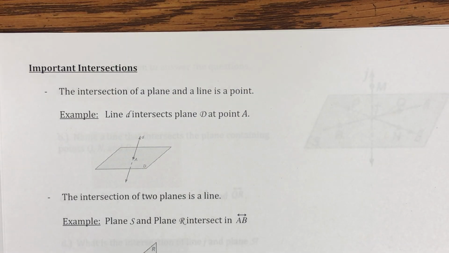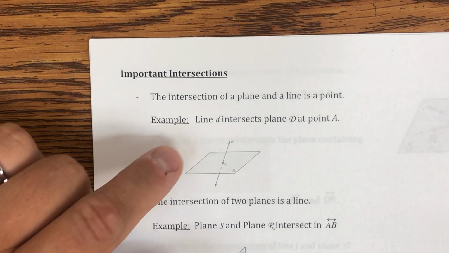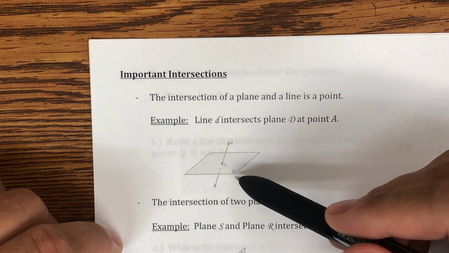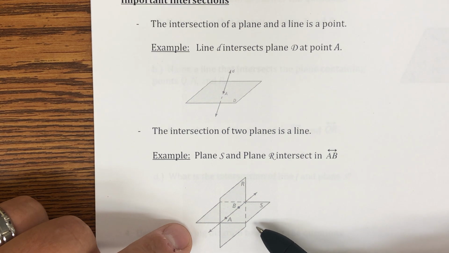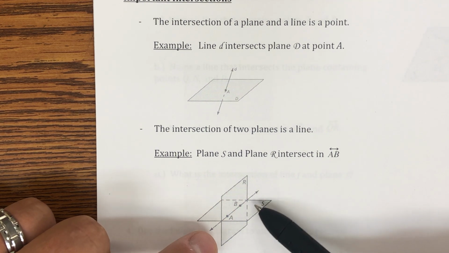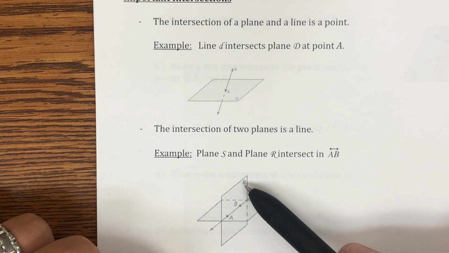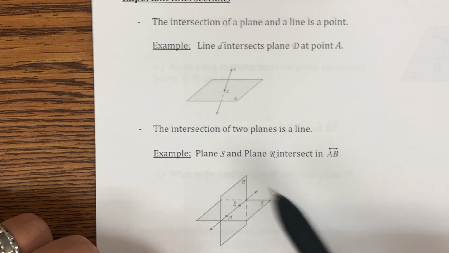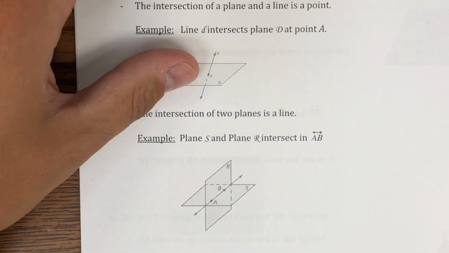With the plane piece, we're going to move on and start finding some examples. Important intersections. The first piece is when a line and a plane intersect, they intersect at a point. So in this case, line D intersects plane D at point A. When 2 planes intersect, they make a line because they keep on going forever and ever and ever. So in this example, plane R and plane S intersect at line AB. All right? So let's take a peek at our first example.